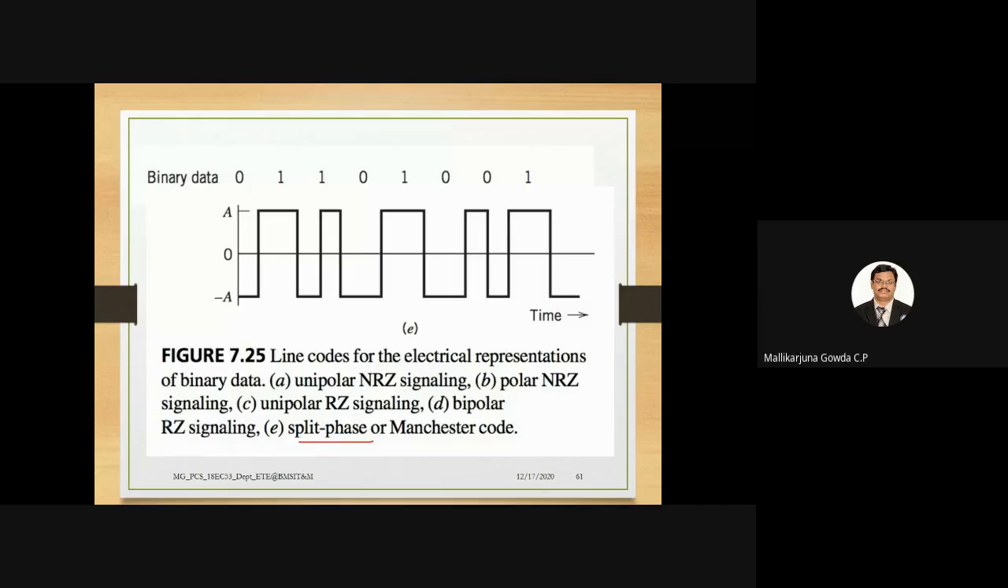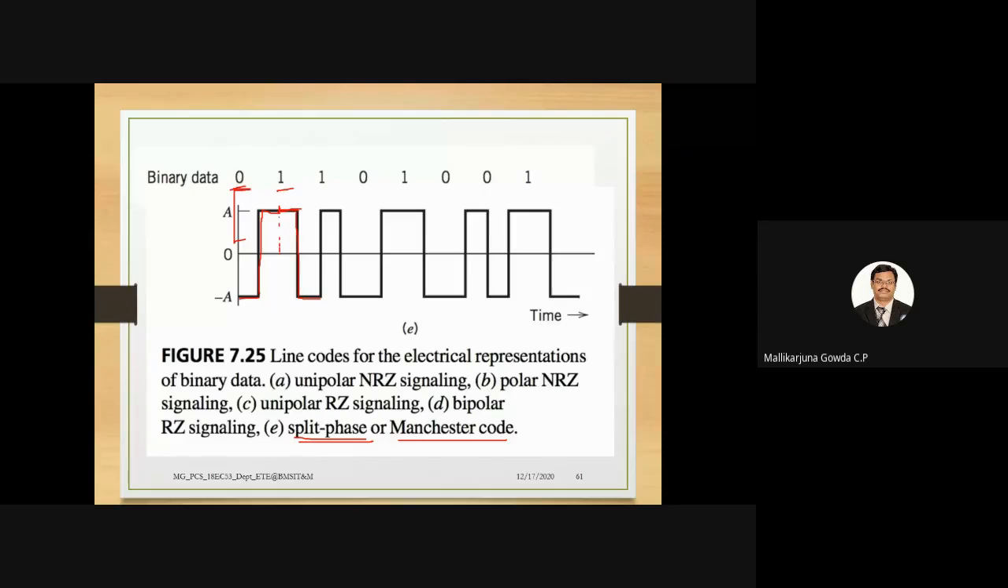In case of split phase or Manchester code, binary data 0 is represented by half of the bit duration being a negative pulse, then the other half of the bit duration being a positive pulse. That is why it is called split phase. For binary data 1, half of the bit duration will be a positive pulse, then the other half will be a negative pulse. Hope this point is clear.